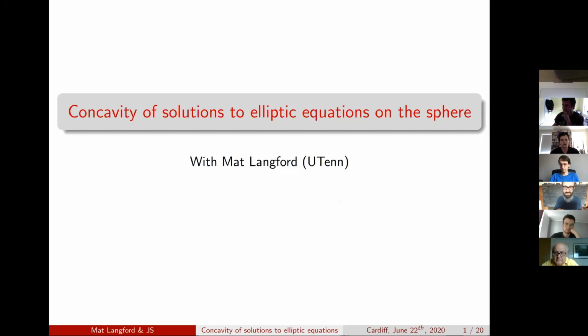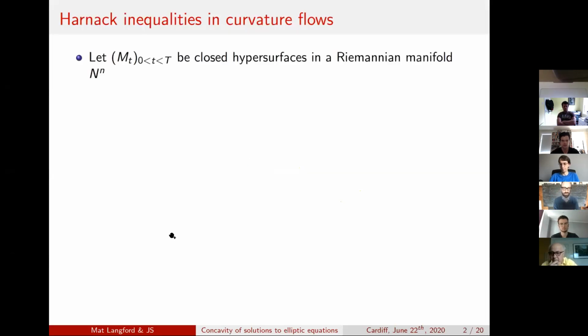So I will talk about elliptic PDEs, non-degenerate and partially degenerate elliptic PDEs today in non-Euclidean spaces. And this is all joint work with Mat Langford, who's located at the University of Tennessee in Knoxville. And this is work from the beginning of this year and partially ongoing. We are motivated by hypersurface flows to look at this kind of problem.